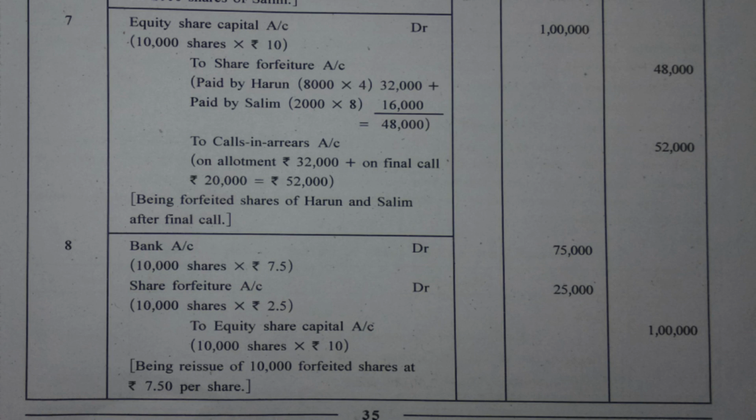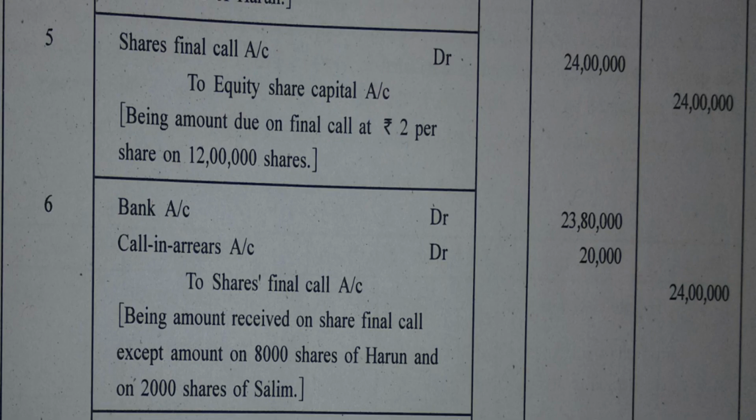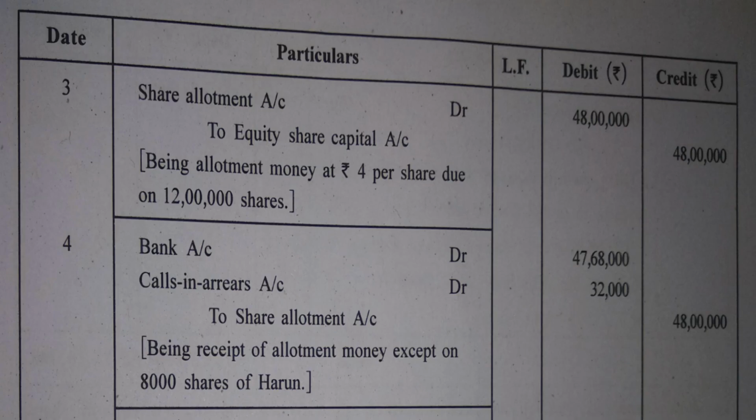Simply you can write to call in arrears account 52,000 in the outer column. I mean the net amount of call in arrears. Yes, just that simple. You don't have to write it separately. Even if you are writing it separately, it's well and good. But instead of writing it separately, you can write just call in arrears account, and even the amount is readily available. In this journal entries already we have calculated.